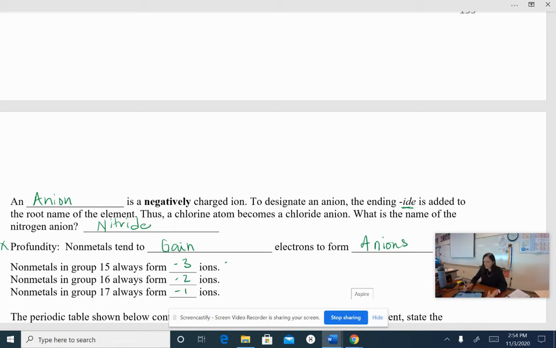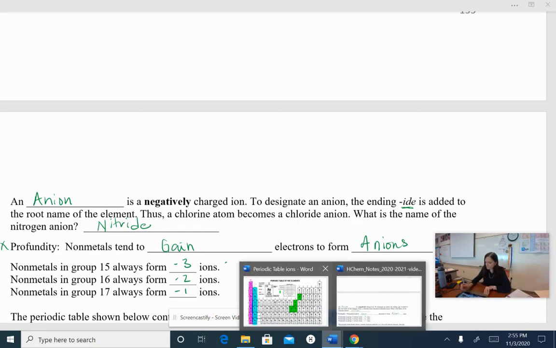These guys, group 15, are missing 3 electrons for the noble gas configuration. So they're going to gain those 3 electrons. Group 16, they're missing 2 electrons, so they're going to gain those 2 electrons to form that noble gas configuration. And group 17, they're missing 1 electron, so they're going to gain that 1 electron to form that noble gas configuration.